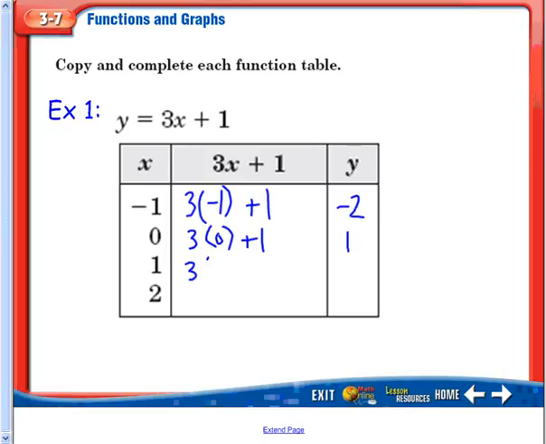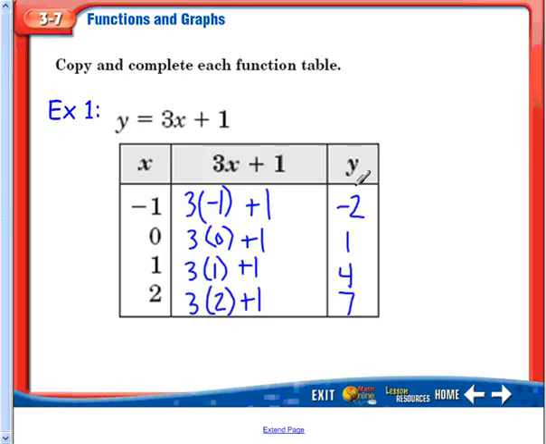For x equals 1, 3 times 1 plus 1 is 4. For x equals 2, 3 times 2 plus 1. 3 times 2 is 6, plus 1 is 7.